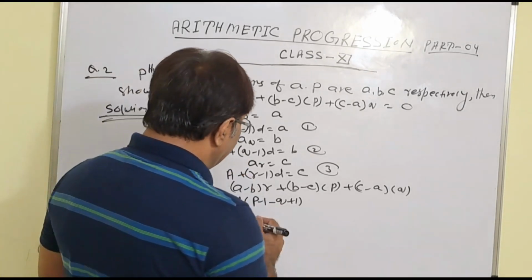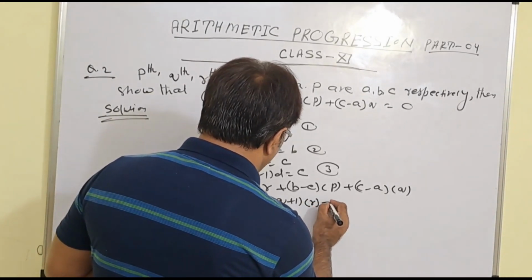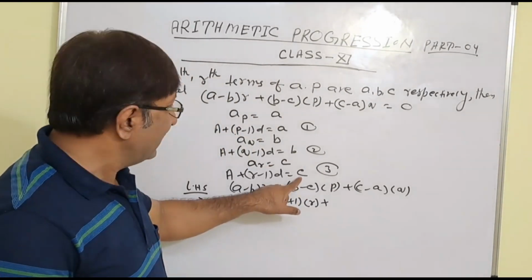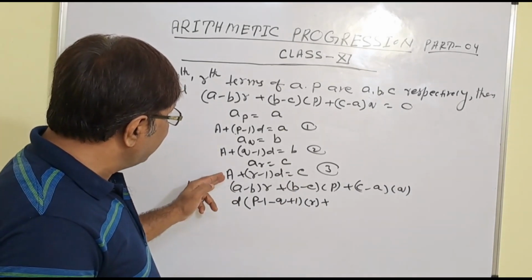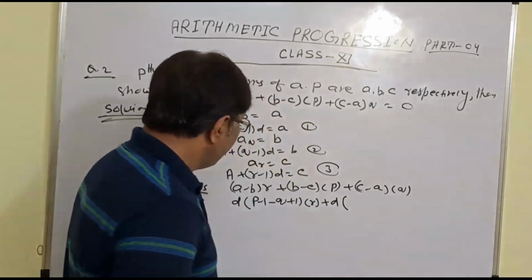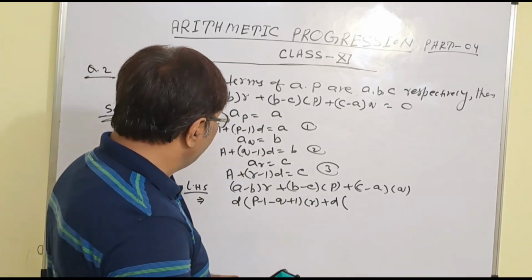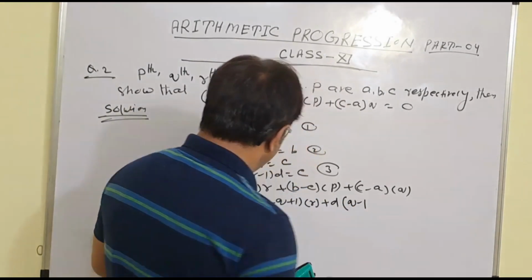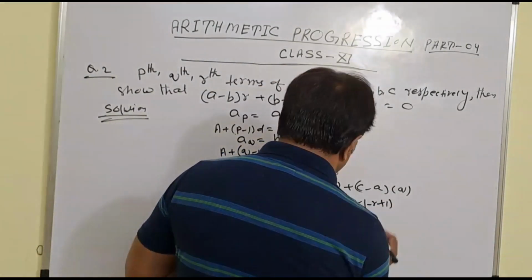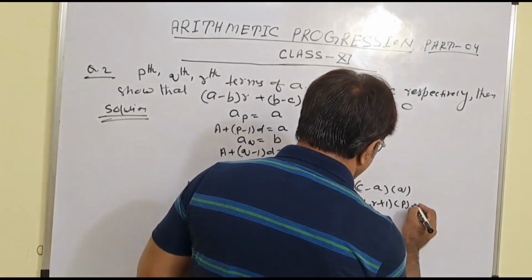And this is multiplied by R. Now plus, similarly, B minus C. This is B and this is C. Again A minus A is 0, so we are taking common D. Here B minus C, this minus this, so this is (Q minus 1) minus (R minus 1). So we will get minus R plus 1. And this is multiplied by P.